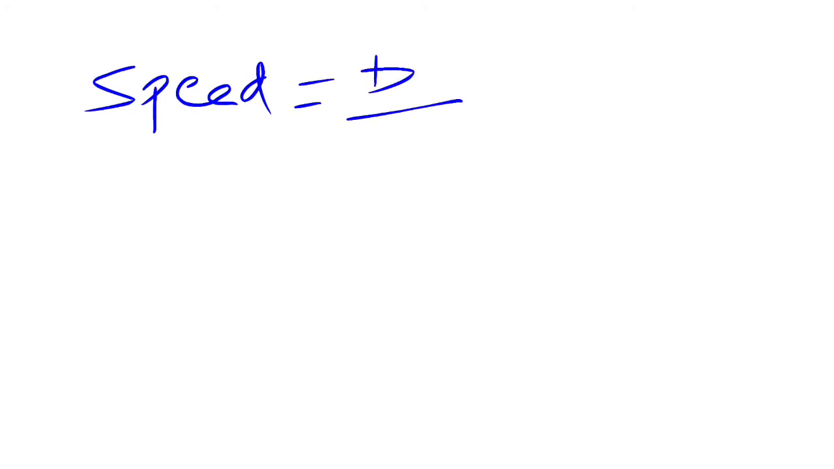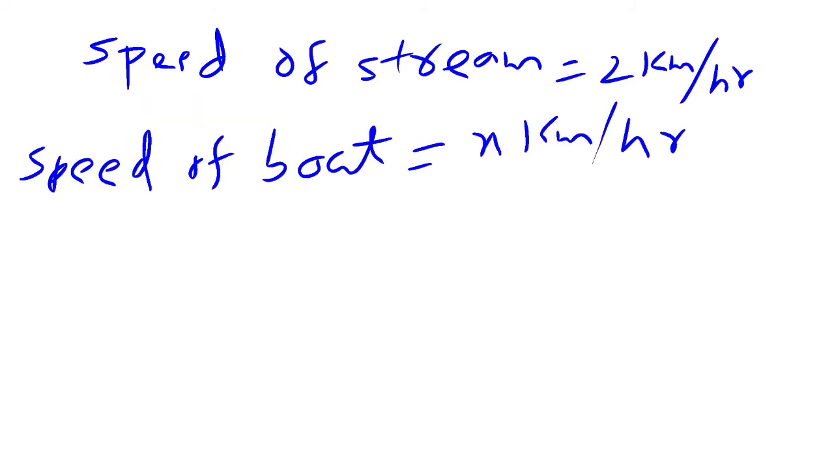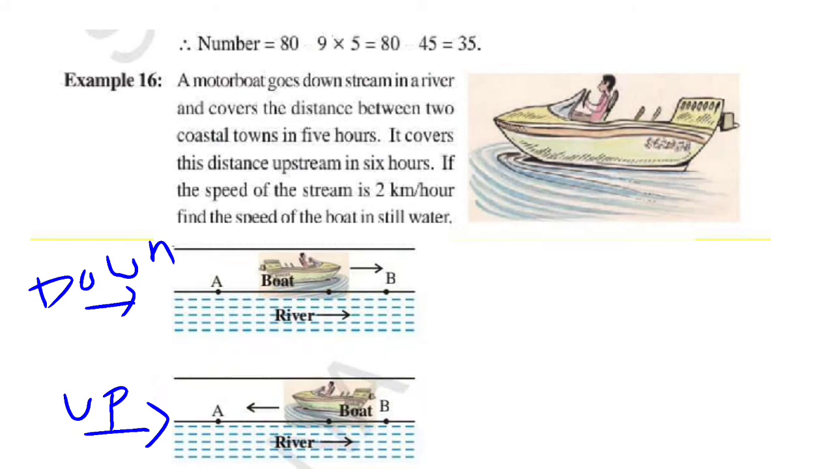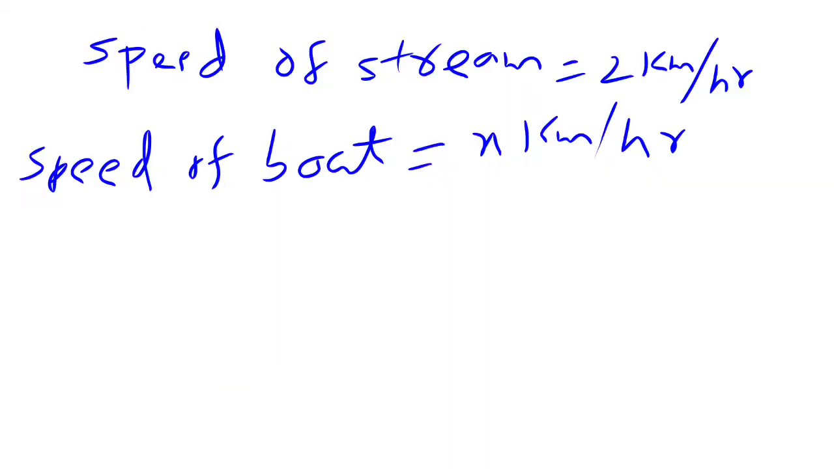So next you have to know about one formula, that is the speed formula. Speed equals distance divided by time. The speed of the stream is already given in the question, 2 km per hour. But what is the meaning of stream? Stream is nothing but the water flow. So the speed of the water flow in the river is called the stream. So the speed of the stream is 2 km per hour.